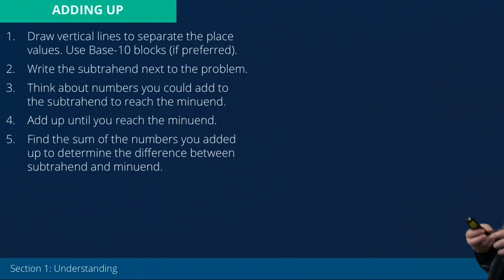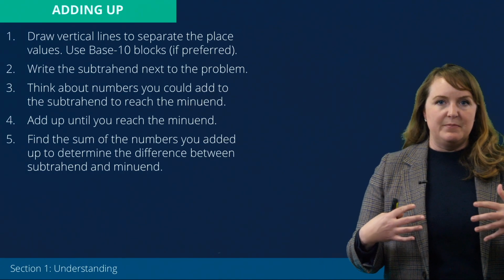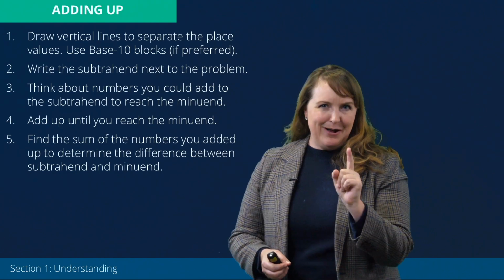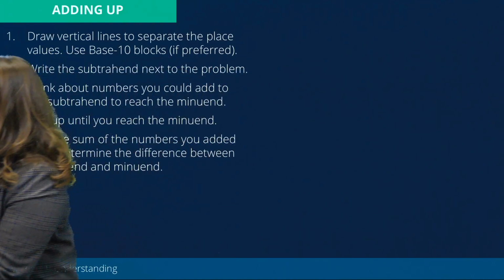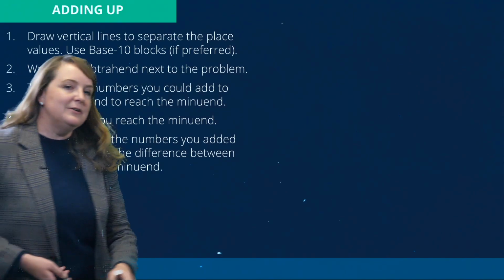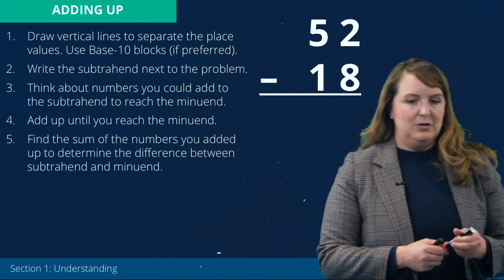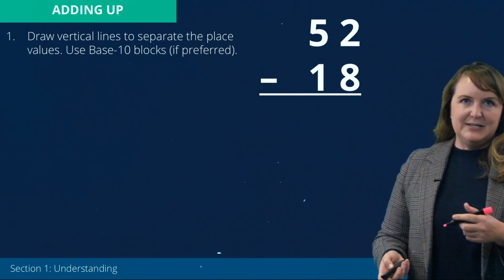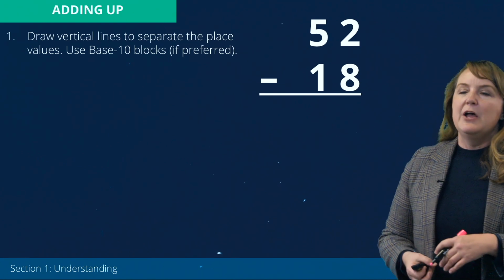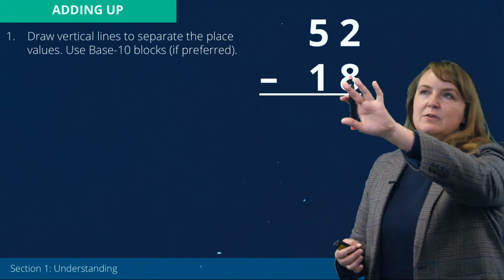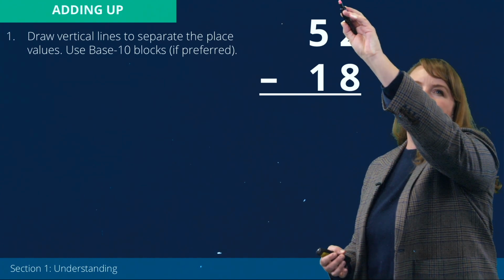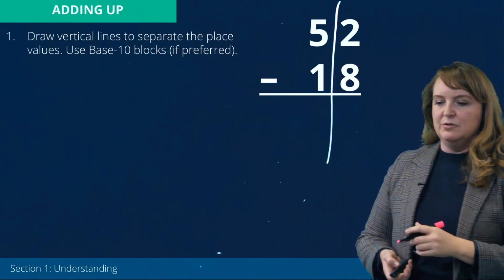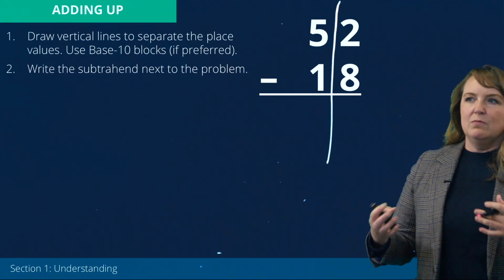Now, one of the ways that we might think about using this adding up algorithm is with an open number line. So I'm going to solve the same problem, but solve it in a slightly different way. Let me go ahead and get my marker here so that we can think about what this might look like. So we are going to solve this problem, 52 minus 18. And as I said before, we're going to use a number line. So the first thing I'm going to do is draw a vertical line here to separate the place values. It's not as necessary to do that with this problem, but I like to be consistent in my approach to these problems. And then I'm going to write the subtrahend here.